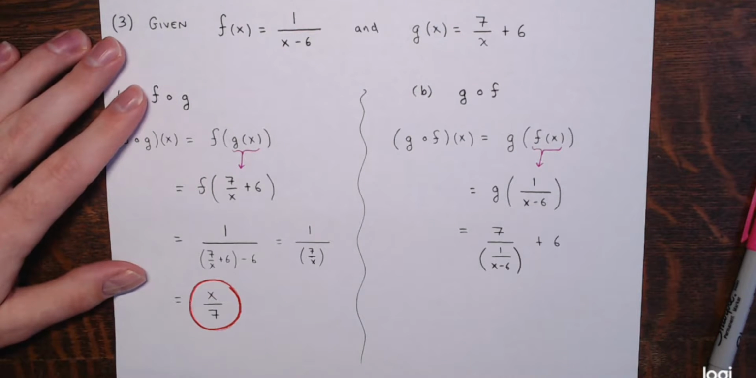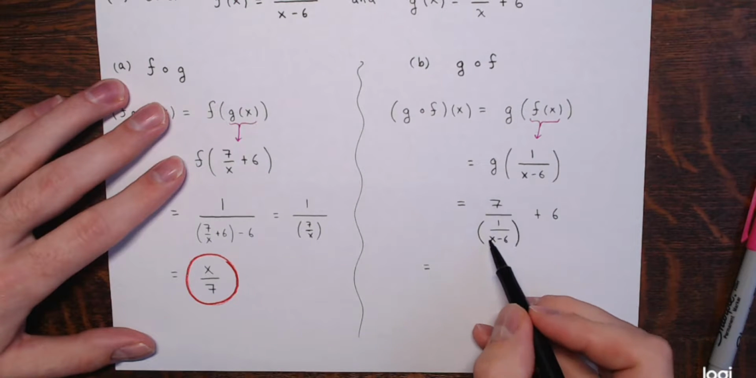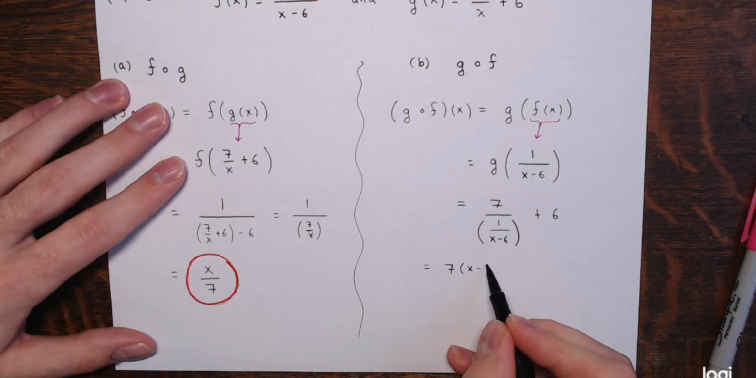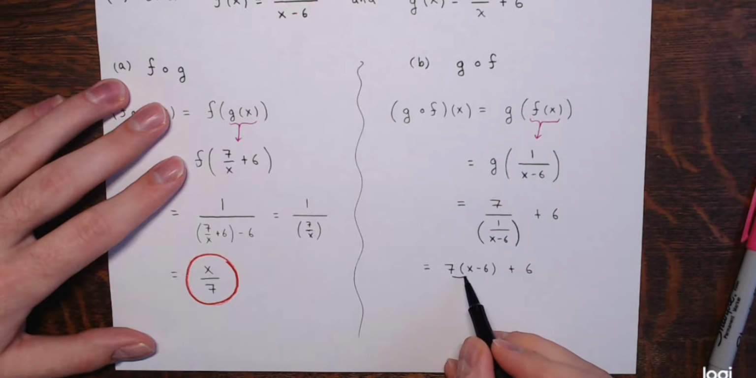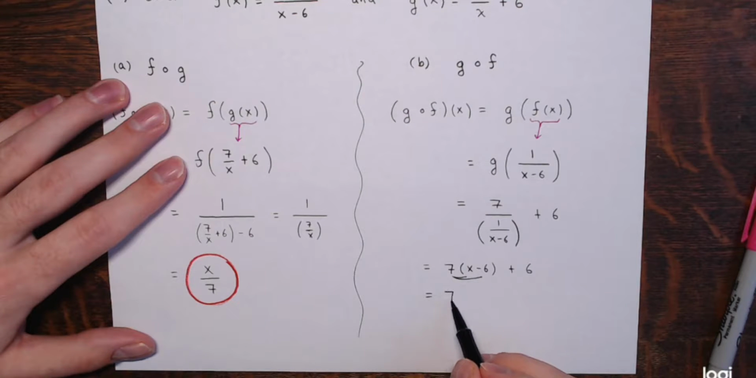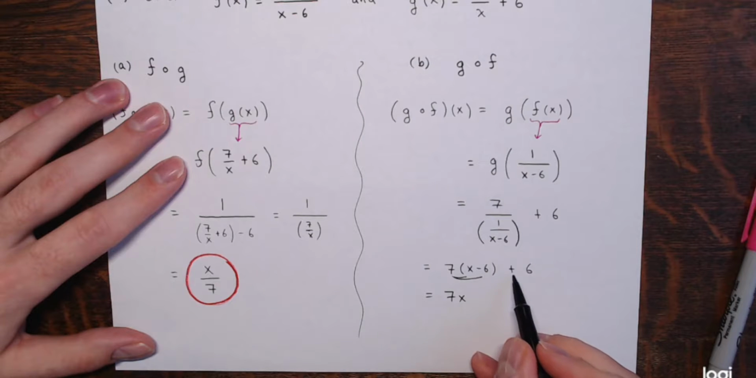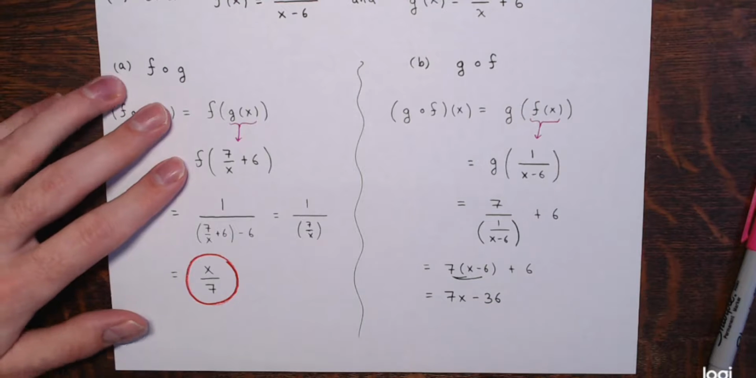Okay, and then doing some simplification here. Instead of 7 divided by 1 over x minus 6, that'd be the same as 7 times x minus 6 over 1. Right, and then we have plus 6. And distributing the 7, we get 7x minus 42, but then plus 6, it'd be minus 36. And there's the resulting function there.